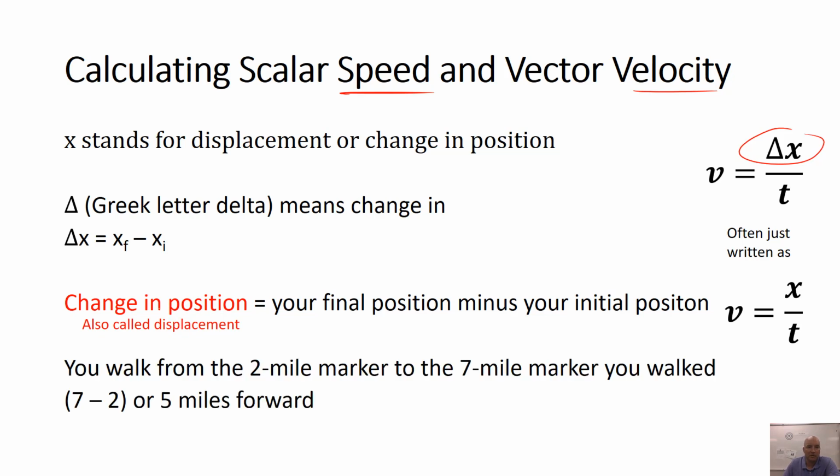It's going to be a vector when it's talking about a change of position or a displacement, because you're going to be going in one direction or another. So let's take a look at this. If you go from, let's call this the 2-mile marker, to the 7-mile marker, well, how far did you walk? You're walking to the 7-mile marker from here, so you're going to the right, but how far did you go?